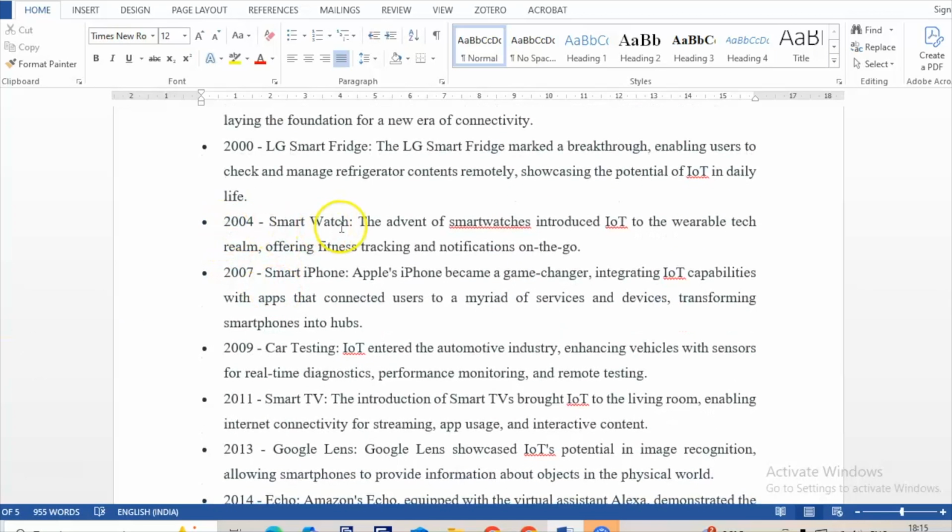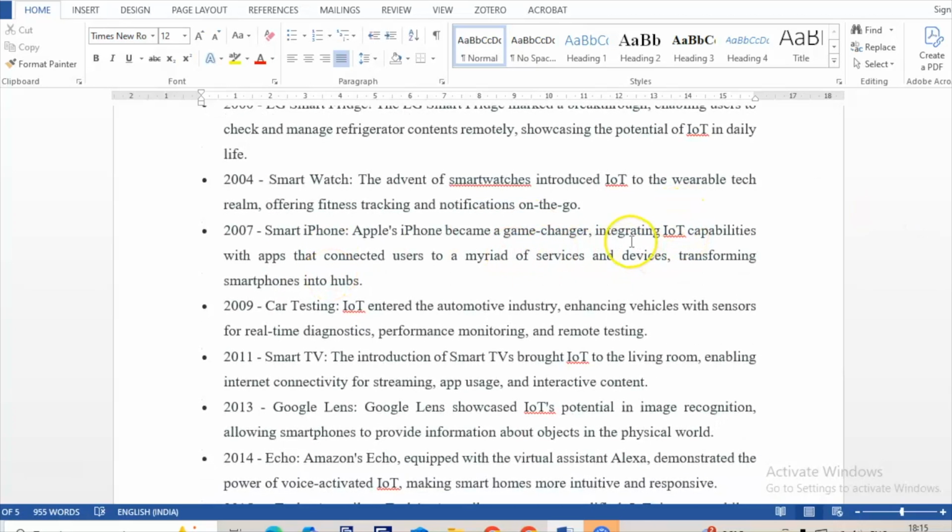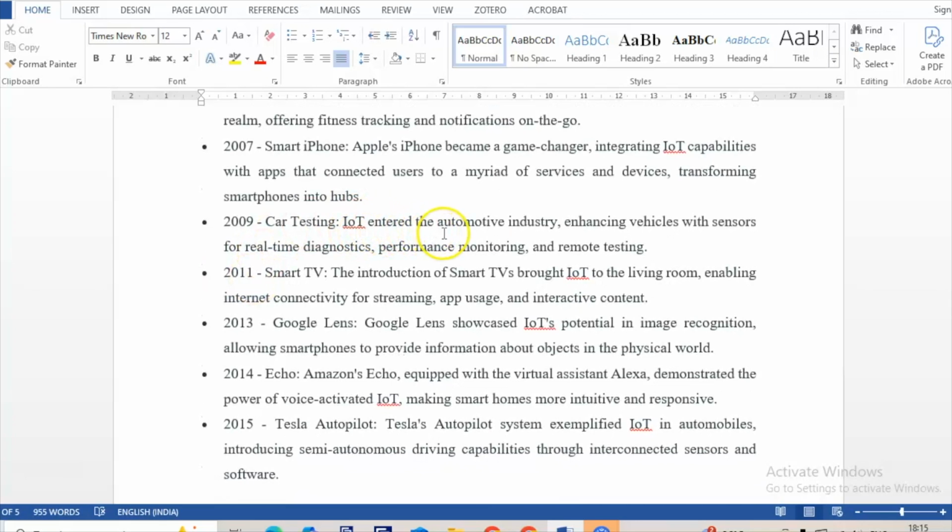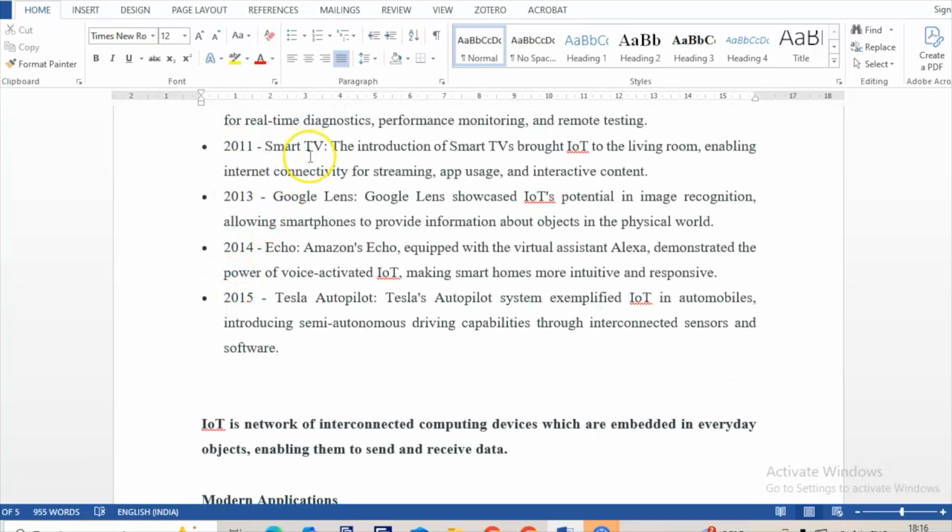In 2004, smartwatch. The advent of the smartwatch introduced IoT to wearable technology, offering fitness tracking and notifications on the go. 2007, Smart iPhone. Apple's iPhone became a game changer, integrating IoT capabilities with apps that connected users to a myriad of services and devices, transforming smartphones into hubs. In 2009, car testing. IoT entered the automotive industry, enhancing vehicles with sensors for real time diagnostics, performance monitoring, and remote testing. 2011 becomes the smart TV.